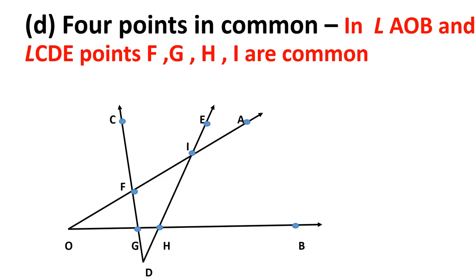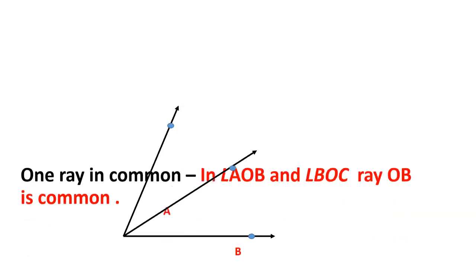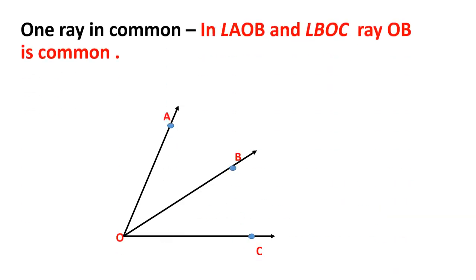And the last is one ray in common. Now see, angle AOB, this is one angle. Hide the OC ray with your hand. Angle AOB is one angle. Now see BOC. BOC is another angle. Now hide the OA ray with your hand. So what have you found? Which ray is common? OB is common in both. OB is common in AOB also and BOC also.